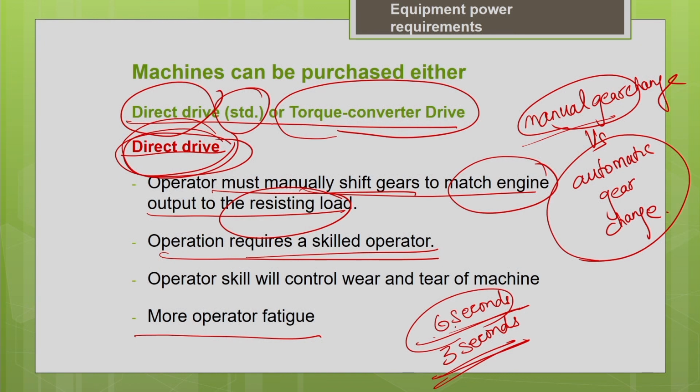Basically you should note that when you go for this torque converted drive, the man hour time is getting reduced, so the cycle time gets reduced, so that will affect your productivity and the production cost.